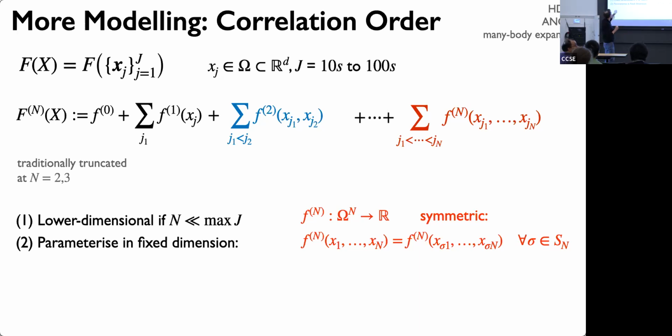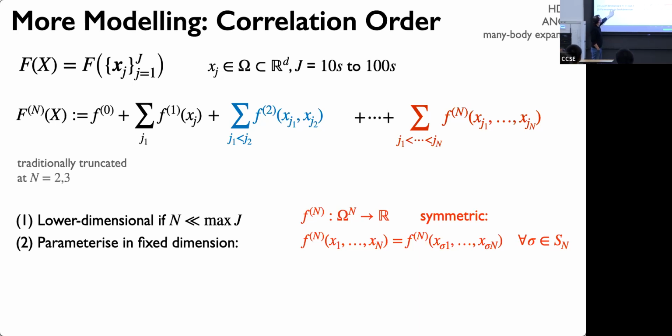First of all, I created a parameterization where these individual pieces are fixed dimensional, and so those I can now parameterize by whatever method I like. And secondly, if I can manage to truncate this at an n that is much lower than the typical number of particles I have in my system, then I've made my model much lower dimensional.